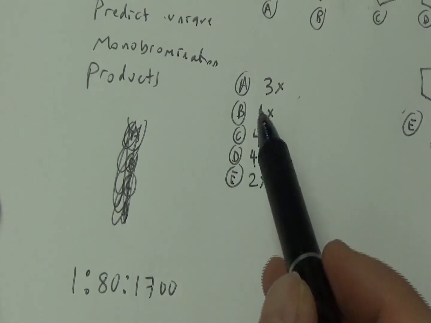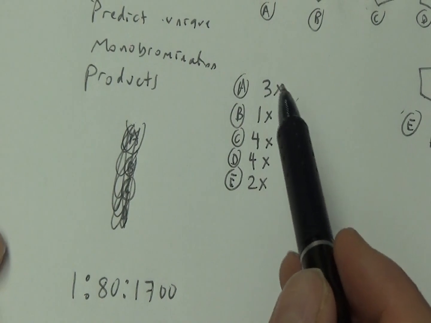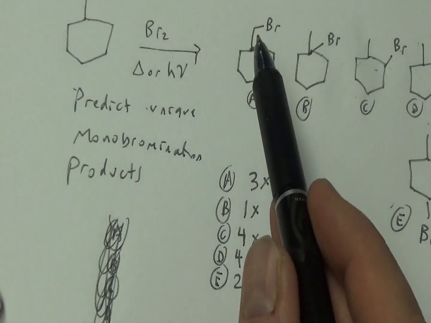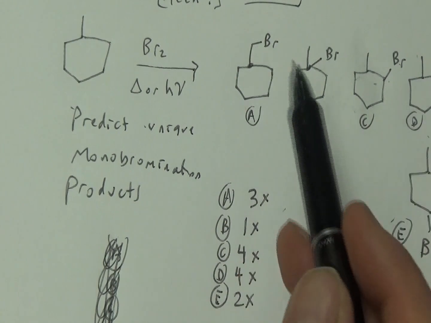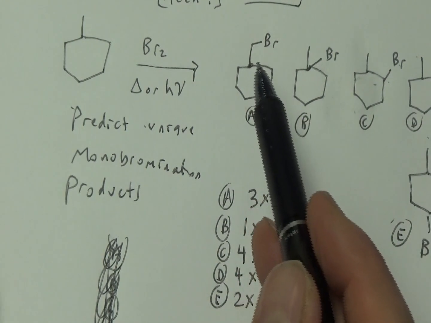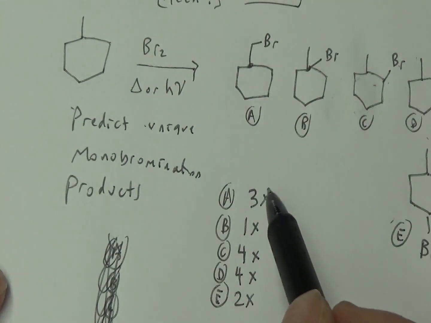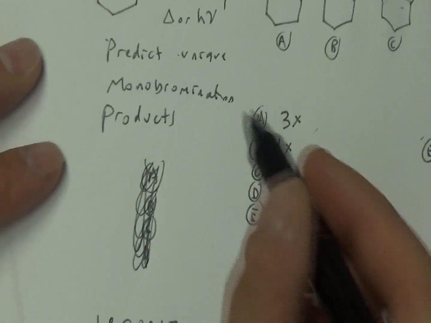Alright, so for molecule A, is this a primary or secondary or tertiary position? Because there's only 1 carbon connected to it, so it's primary, right? I'm gonna rewrite this, sorry.